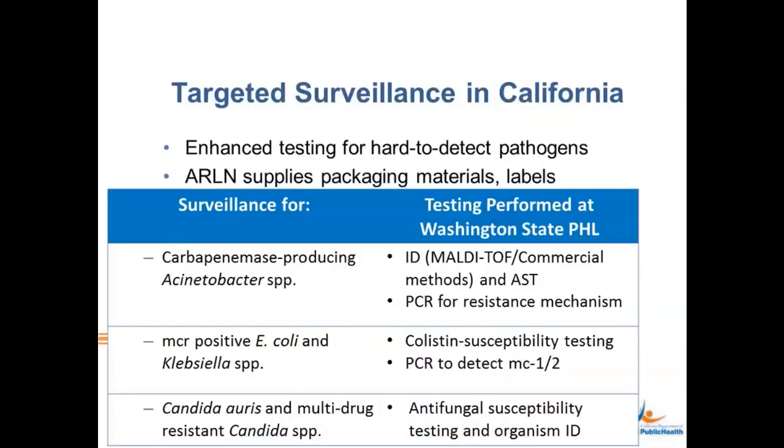This is part of what we call a targeted surveillance program in California. This is a number of select clinical laboratories that have decided to participate in enhanced testing for hard-to-detect pathogens. ARLN supplies the packaging materials and the labels, all at no cost to the labs. The three main categories they're looking at are surveillance for carbapenemase-producing Acinetobacter, MCR-positive E. coli and Klebsiella, and Candida. They're looking at Candida auris and just generally looking at multi-drug resistance among Candida species.